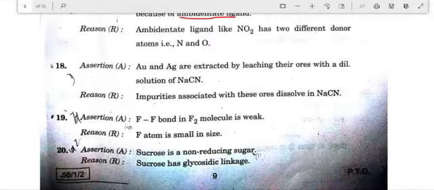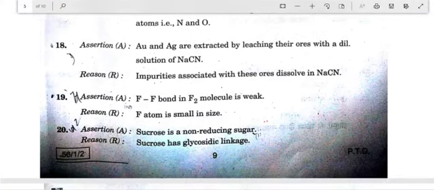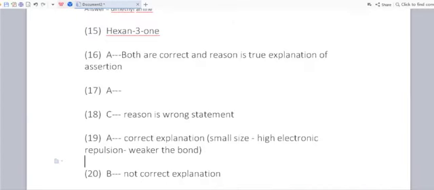Question number 20 was just a little bit twisted. This has been asked in the AIIMS exam, and basically there they gave the answer as option number 1, but what I think is the answer is option number B. It's not the correct explanation.